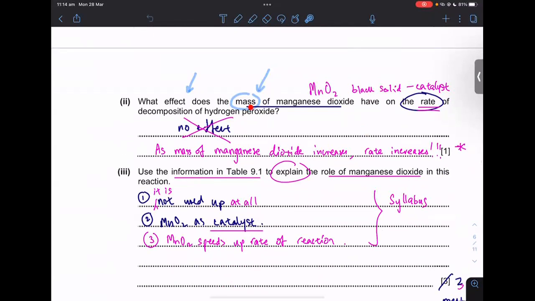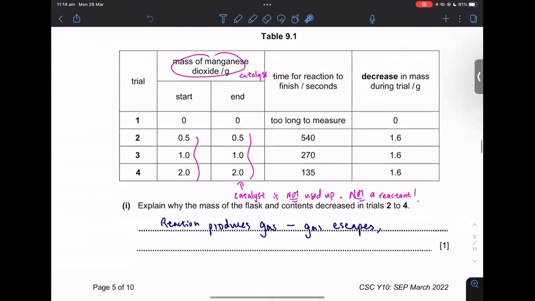It says, what effect does the mass of manganese dioxide have? Focus on the mass and the rate. Now we look at the table. As the mass of manganese dioxide increases, the time taken for the reaction to finish decreases. It takes shorter time for the reaction to finish as the mass of manganese dioxide increases because the reaction is getting faster. So the rate increases as the mass of manganese dioxide increases.